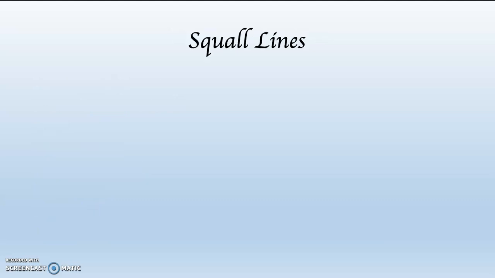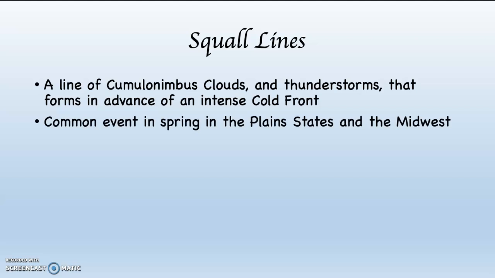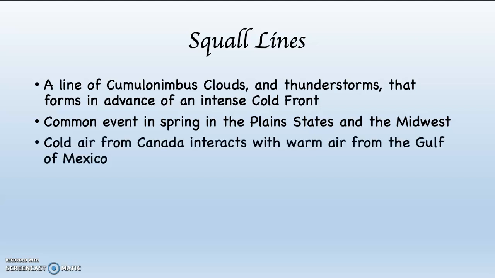Squall lines come first. A squall line is a line of cumulonimbus clouds and thunderstorms that forms in advance of an intense cold front. This is a common event in the spring in the plains states and the Midwest of the United States. What happens is cold air, generally cold, dry air from Canada, comes down into the center part of the United States and it interacts with warm, generally very wet air from the Gulf of Mexico.